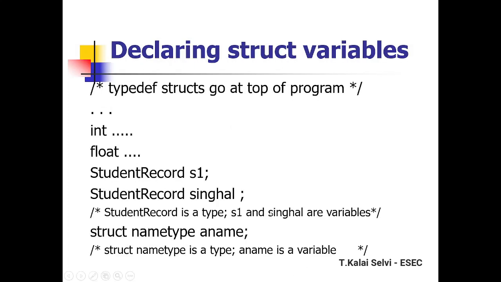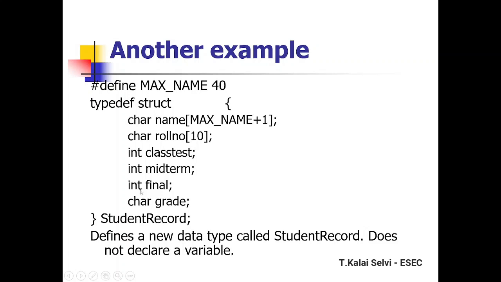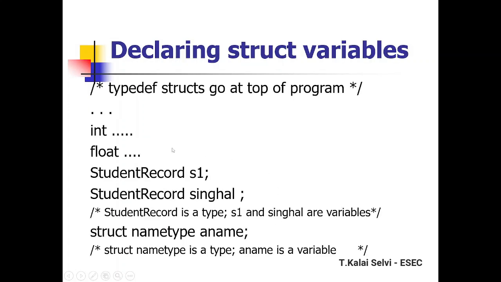And the structure variables are defined here. Student, in this way we can give the structure name, structure variable. So this is declaring structure variables. For the previous structure student record, we are defining two variables, s1 and single. So s1 is the first structure variable of the student record. Single is the second variable of the student record.